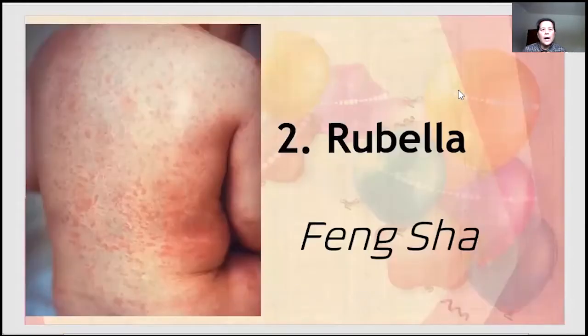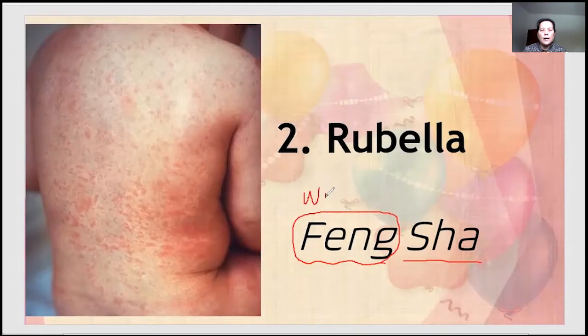We're moving on to another unit. Rubella. Chinese name, 风沙. 风 is wind. So for Chinese reasons, that's wind cause.